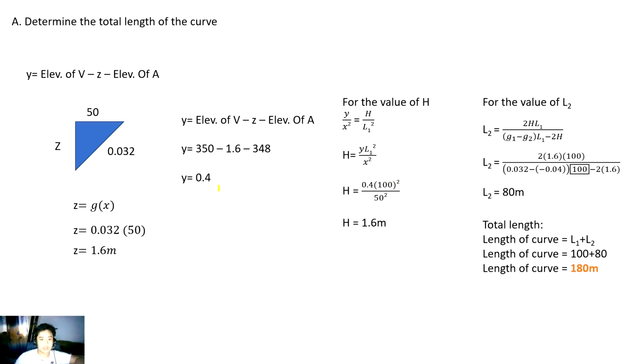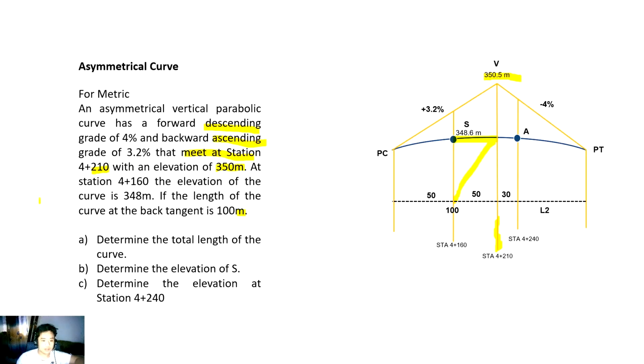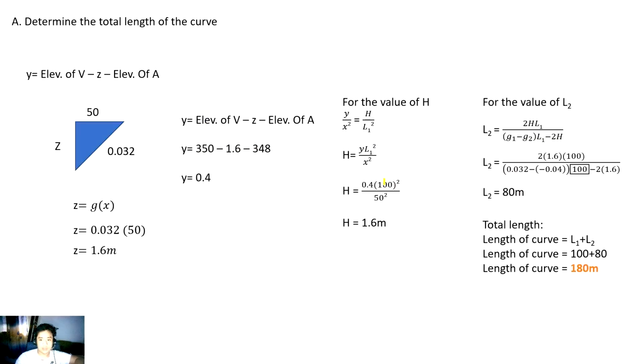So, yung y natin, which is 0.4, ito na siya. Then, yung L natin, which is 100, as we can see, ito. 100 squared over x squared, which is itong 50. So, ang h natin ay magiging 1.6. Now, since meron naman tayong L1, which is 100, ang hanapin na lang natin is L2.